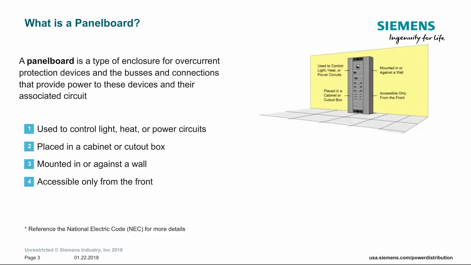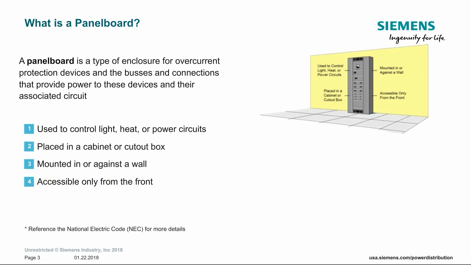So to start out, some of you may be thinking, what exactly is a panel board? Well, by definition, a panel board is a type of enclosure for overcurrent protection devices and the buses and connections that provide power to these devices and their associated circuit. So overall, a panel board is defined by a few specifications, and you can see those listed here.